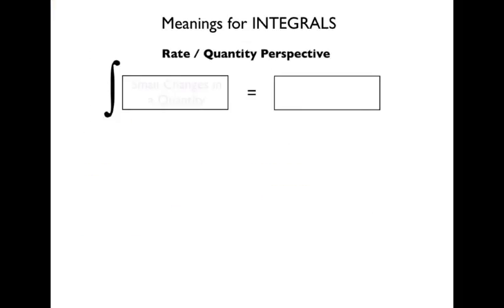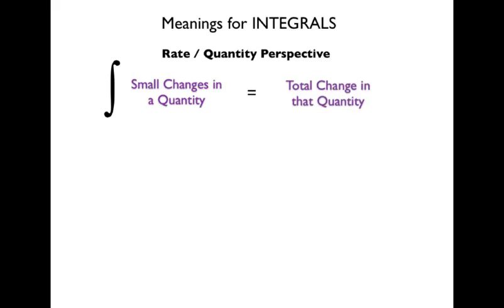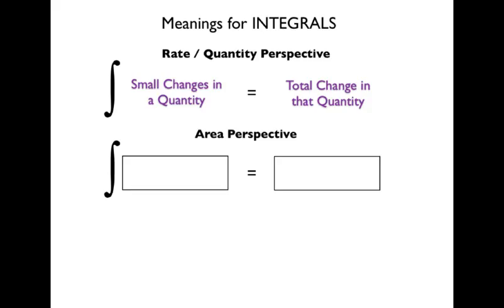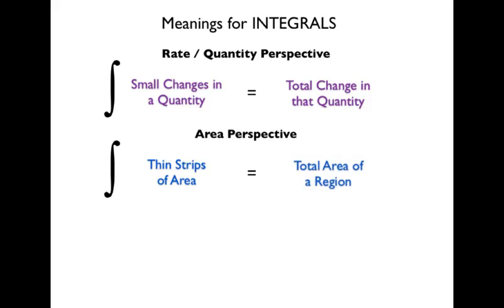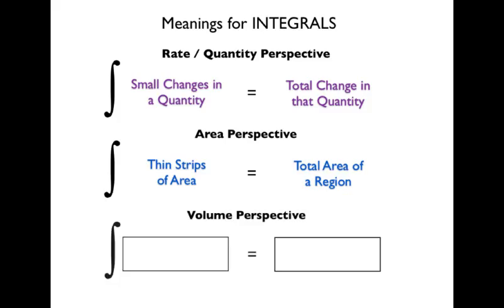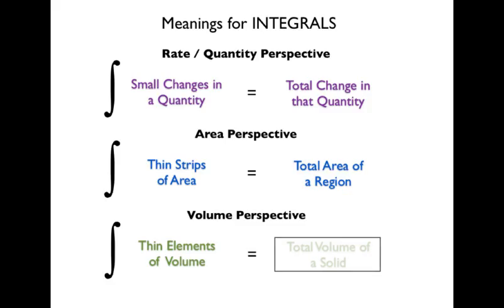Rate quantity perspective, right? So what happens if we sum up small changes in a quantity, little dy's? We get the total change in that quantity. Sum of a bunch of dy's is a total change in y. For area, if we sum up a bunch of areas of thin strips, we're going to get the total area of the region that those thin strips made up. Volume? We're going to get thin elements of volume, and we're going to sum up thin elements of volume. It's going to give us the total volume of a solid.